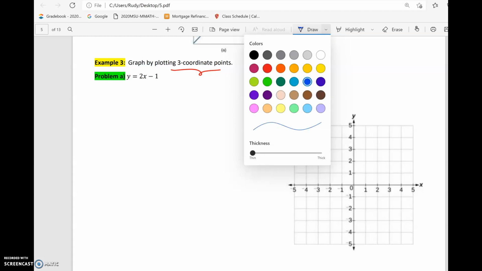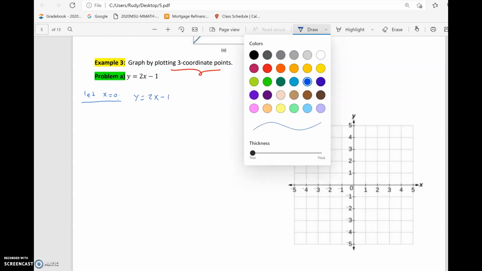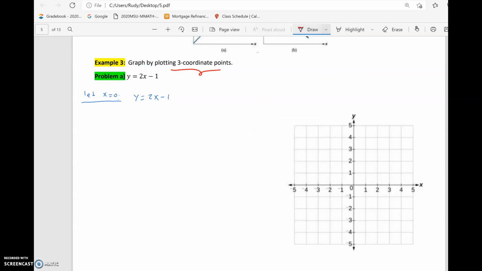In this particular problem, you're given an equation of y is equal to 2x minus 1. And they haven't told us anything about the coordinate points, so we're going to pick them. So let's actually pick wisely. In this case, well, let's start with 0. It'll be easy to simplify. Remember that all of these are evaluations, so you're going to plug in the 0.